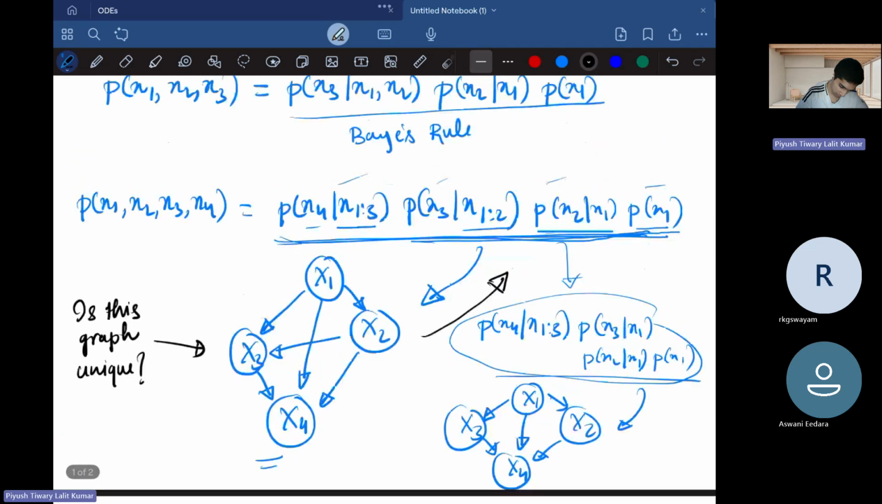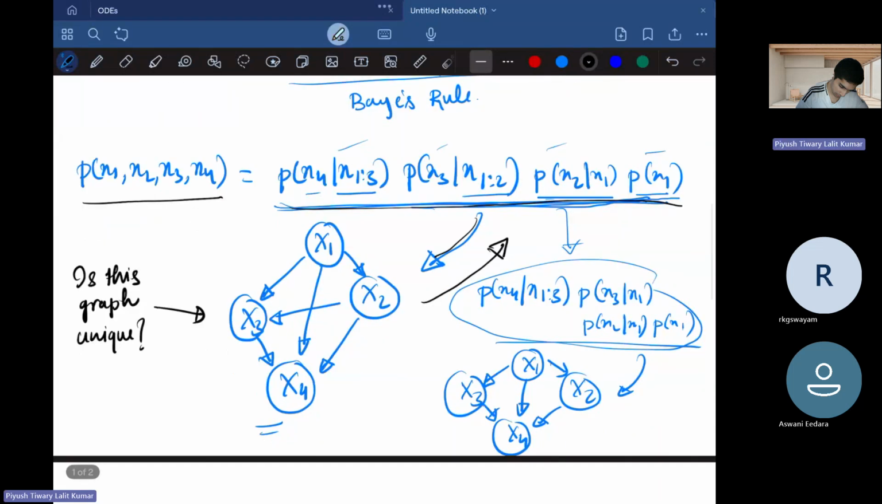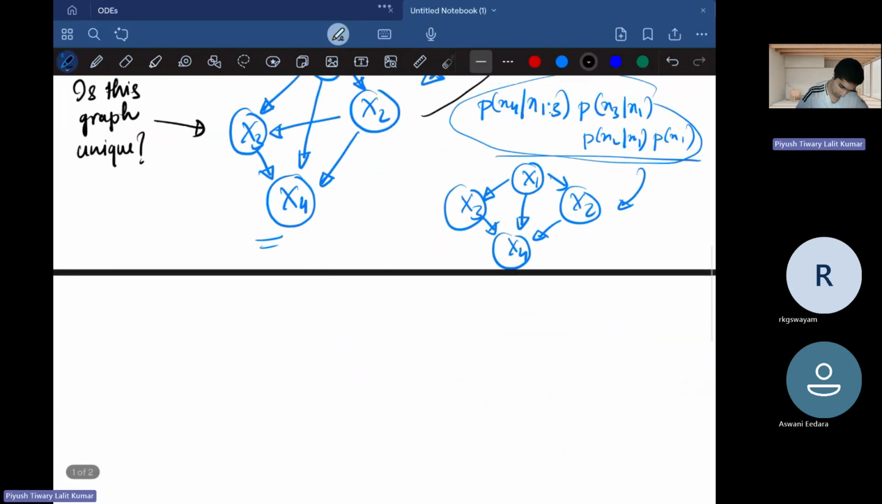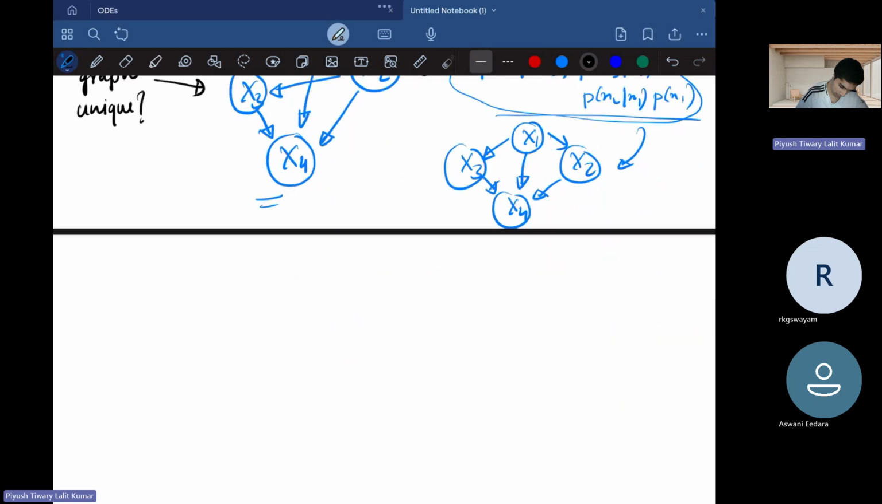We got this graph, right? We had a joint distribution. We decomposed it using the Bayes rule, and from there we came up with this graph structure. But what do I mean by, is this graph unique? What I want to ask is, is this the only graph structure that will determine my joint distribution? That is the question. Well, if you think about it, that's not true, right?